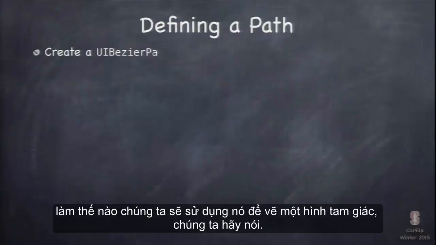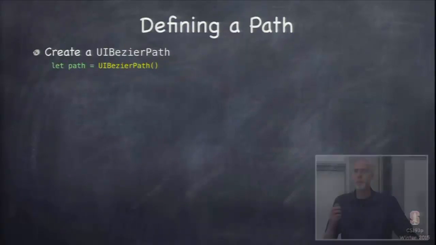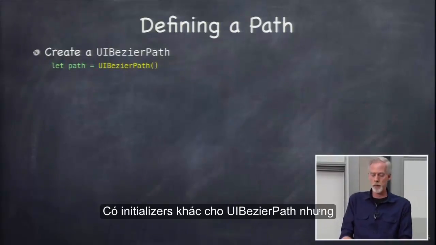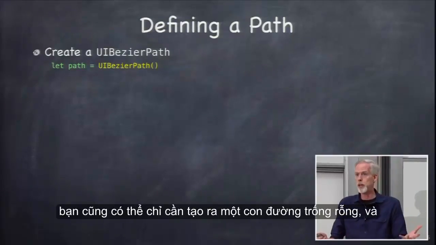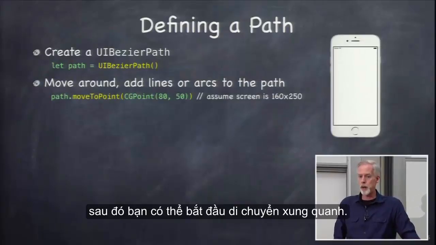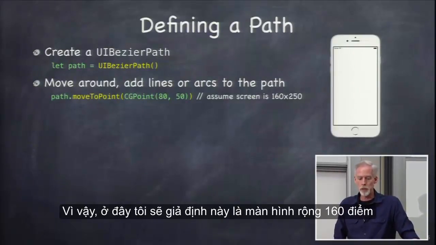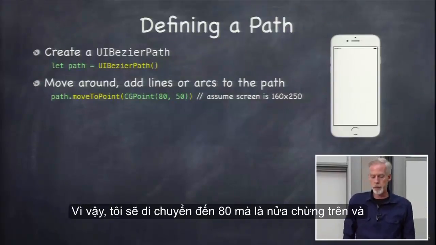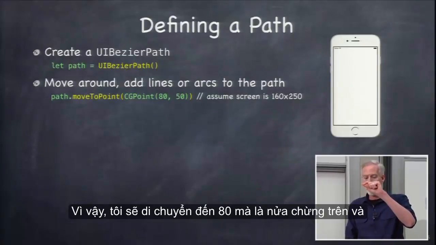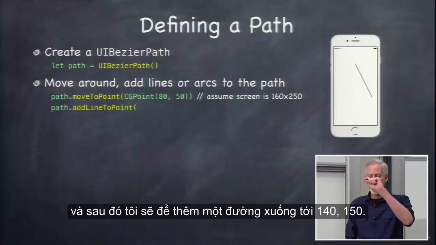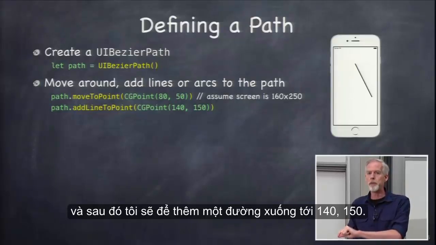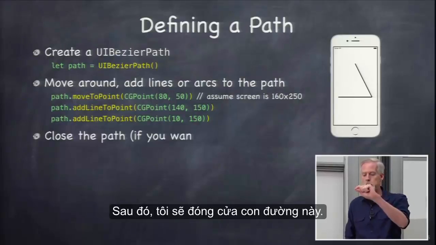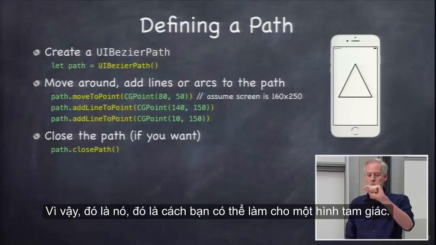So let's take a look at UIBezierPath and how we would use it to draw a triangle, let's say. So first we create the path, so we just say UIBezierPath. There are other initializers for UIBezierPath, but you can also just create an empty path, and then you can start moving around. So here I'm going to assume this screen is 160 points wide by 250 high, and I'm going to draw this triangle here. So I'm going to move to 80, which is halfway across, and 50, which is a little bit down. And then I'm going to add a line down to 140, 150. Then I'm going to add another line over to 10, 150. Then I'm going to close this path. Okay? So that's it. That's how you can make a triangle.